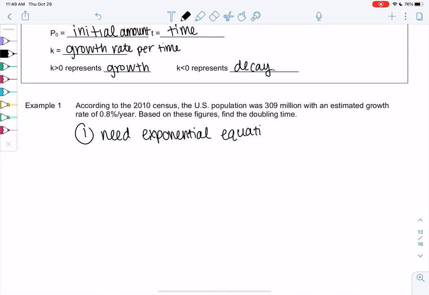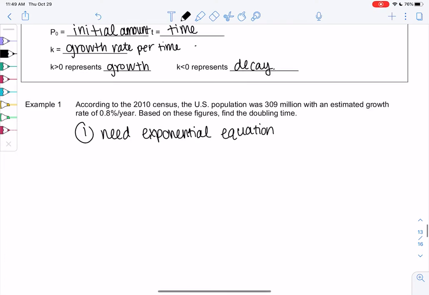Anytime something grows at a percent per year, that's exponential. It's percent growth. Linear is not percent growth. Linear is increasing by 5 people per year or 3 people per year. But as soon as I change it to a percent, it's an exponential equation. So our growth rate is 0.8%.